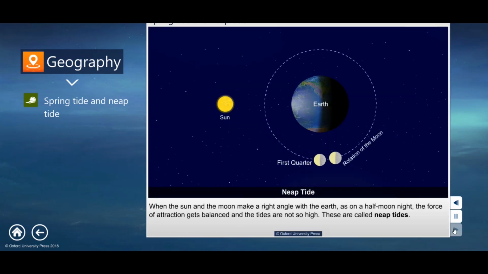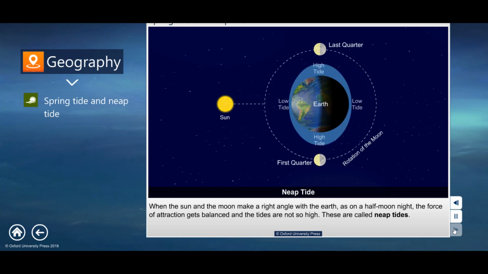When the sun and the moon make a right angle with the earth, as on a half moon night, the force of attraction gets balanced and the tides are not so high. These are called neap tides.